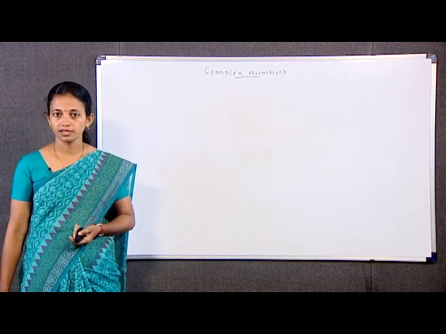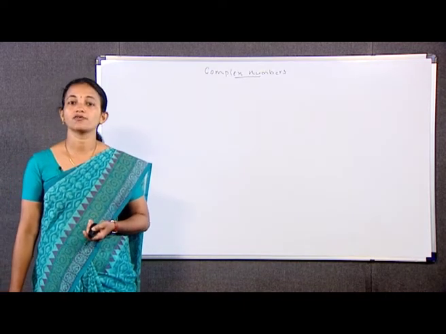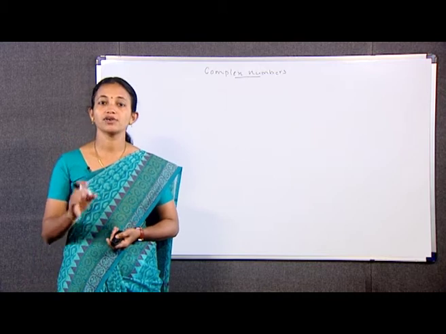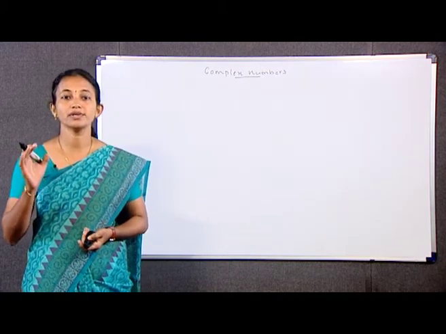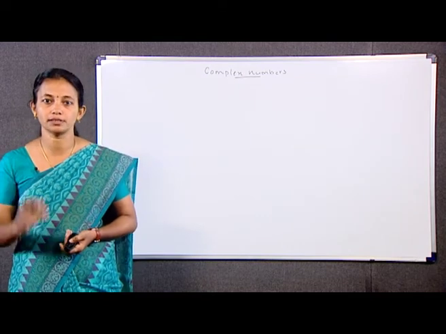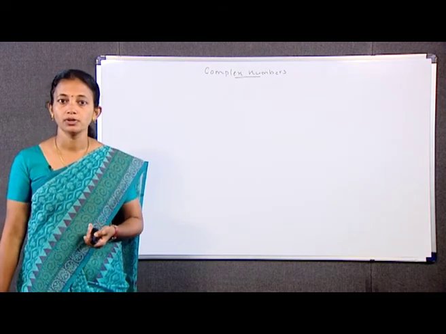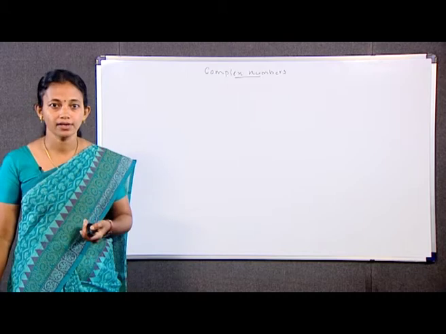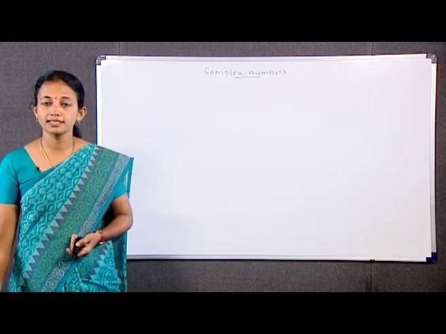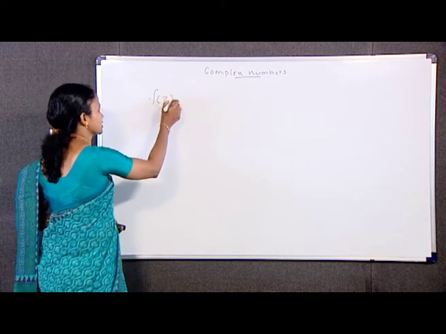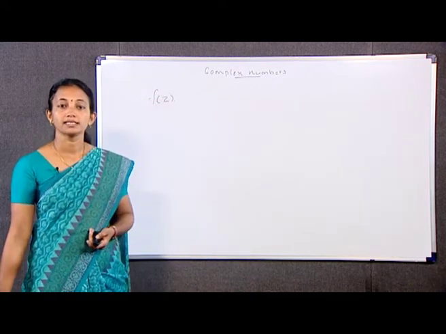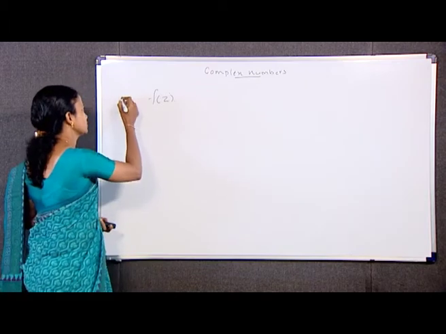First we have a definition. Let S be a set of complex numbers. A function f defined on S is a rule that assigns to each z in S a complex number w. The number w is called the value of f at z and is denoted by f(z). That is, w is equal to f(z).